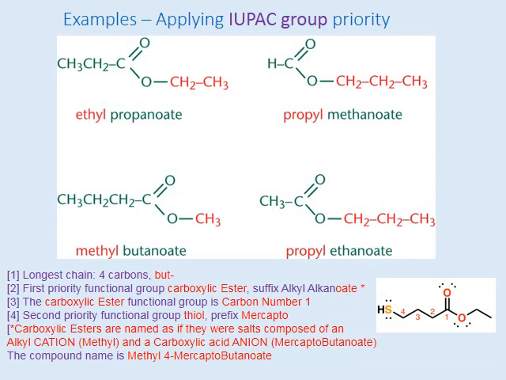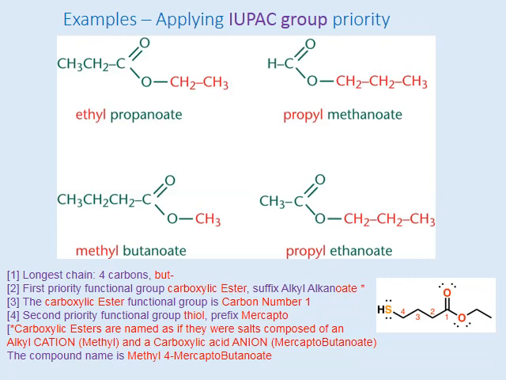Some clarification may be in order before we name the next compound. Carboxylic esters are named as if they were salts, composed of an alkyl cation and a carboxylic acid anion. For example, if ethanol reacts with propanoic acid, the ethanol provides the ethyl part, the propanoic acid provides the propanoate part. The compound name would be ethylpropanoate.